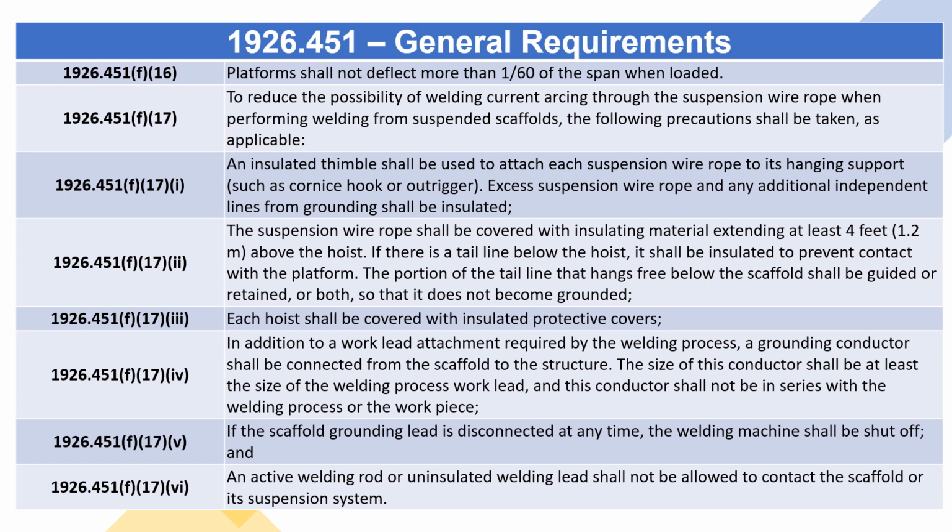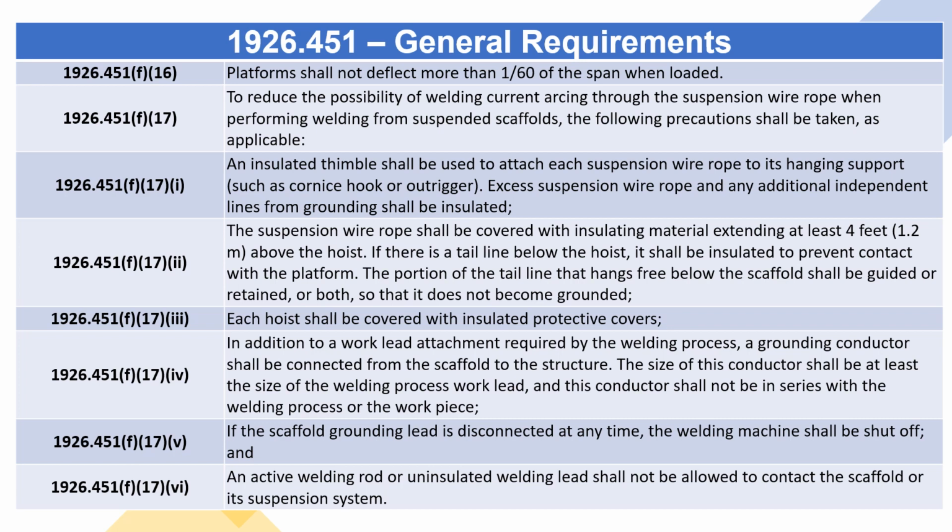1926.451 F17 2. The suspension wire rope shall be covered with insulating material extending at least 4 feet (1.2 meters) above the hoist. If there is a tail line below the hoist, it shall be insulated to prevent contact with the platform. The portion of the tail line that hangs free below the scaffold shall be guided or retained, or both, so that it does not become grounded.